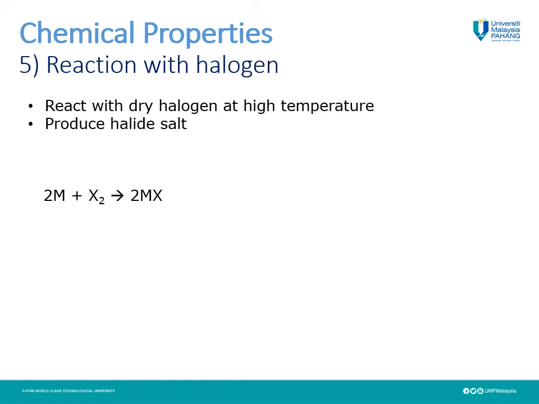So the fifth example is reaction with halogen. It will react with dry halogen at high temperature and produce halide salt. So we make some example here. Let's say we use lithium and reaction with chlorine gas, it will produce the halide salt. So we will have lithium chloride.